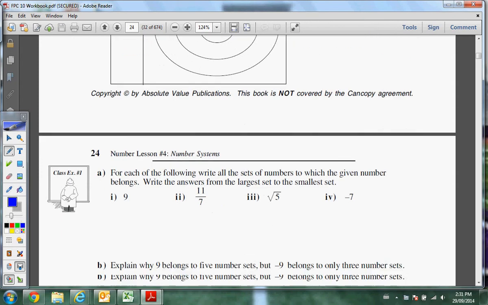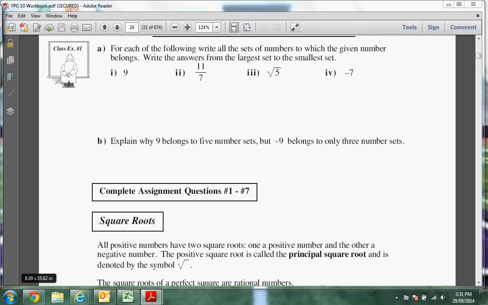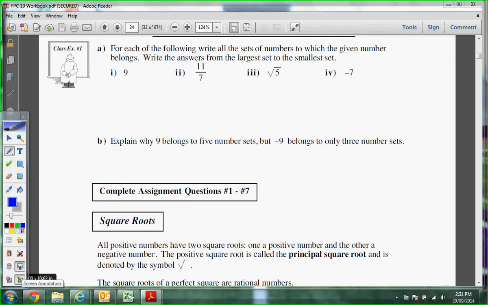Example 1. For each of the following, write all the sets of numbers which fit that given number. So 9. Is 9 a natural number? Is 9 a whole number? Is 9 an integer? Is 9 rational? And is 9 irrational? No. So right there, that's all of them, those 4.